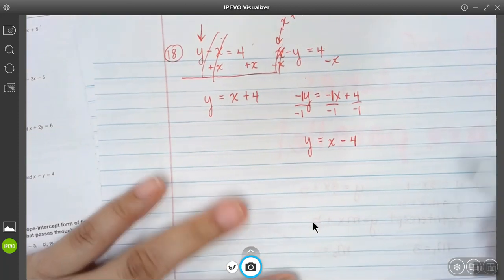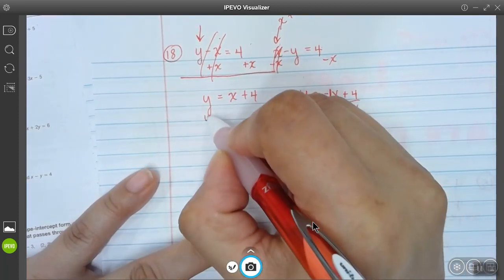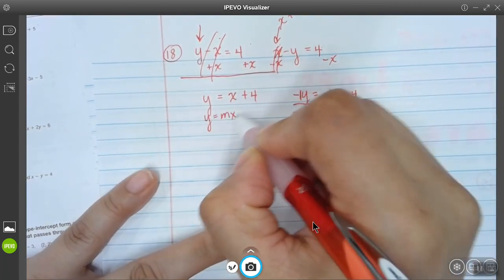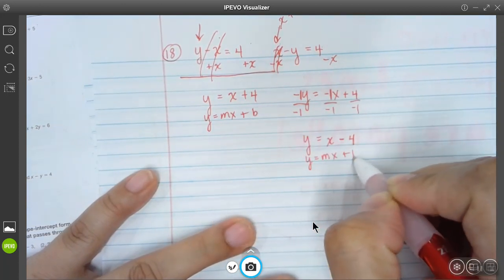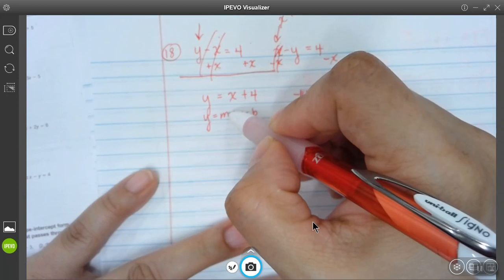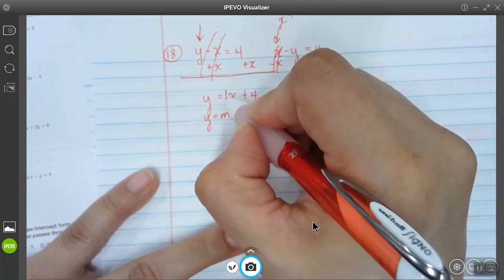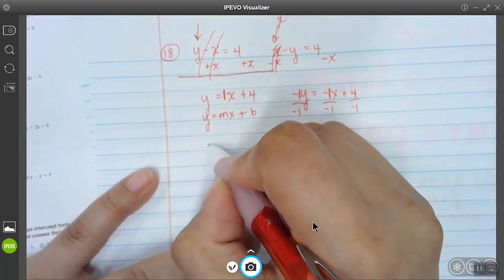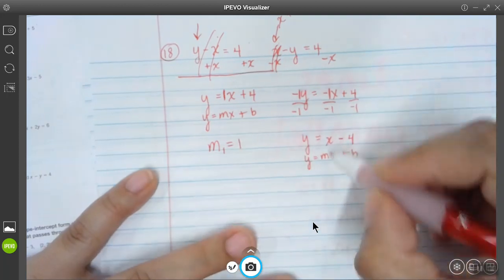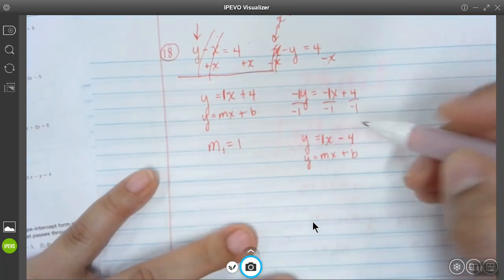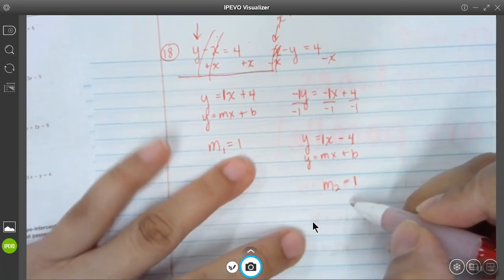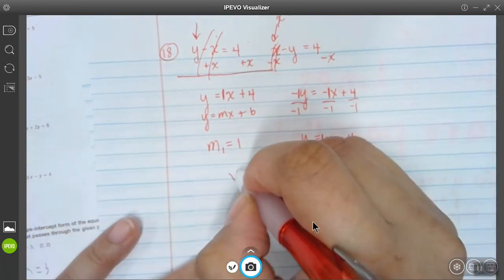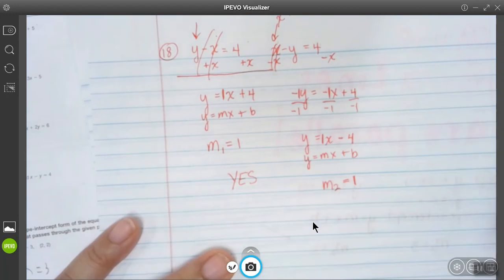All right, so now let's look at the slopes. So this is y equals mx plus b, equals mx plus b. The slope here is the number in front of the x, so that happens to be a 1. First slope is 1. And same thing here, there's an understood 1, so the slope is also 1. So they have the same slope. Are these two lines parallel? The answer is yes, because they have the same slope.